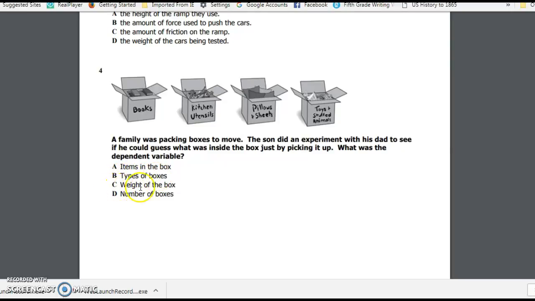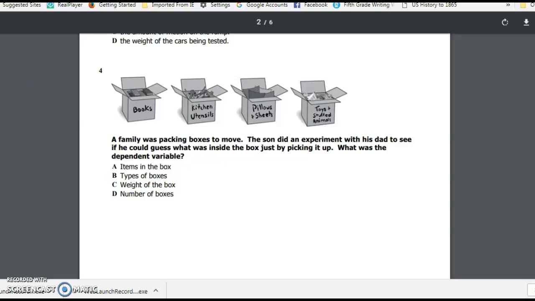B, types of boxes. C, weight of the box. D, number of boxes. Use good strategy.